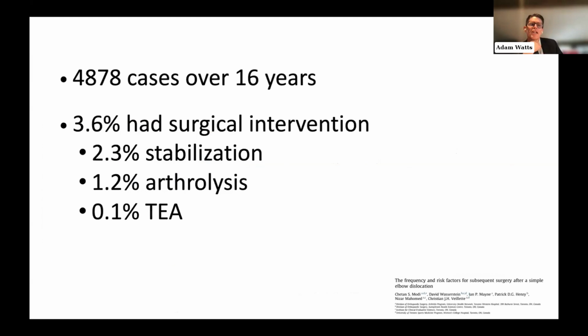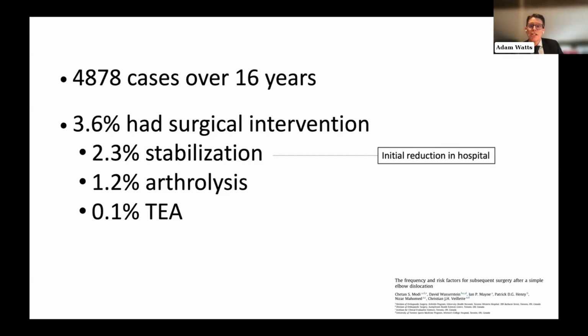If we look at population studies, this is from Ontario in Canada, nearly 5,000 cases. They had a relatively low rate of need for further surgical intervention, the most common being further stabilization surgery, treatment of stiffness, and a low rate of total elbow arthroplasty. And although these percentages are low, we're still looking at 200 to 300 patients from this group, and it's important to understand that actually sometimes it goes wrong.